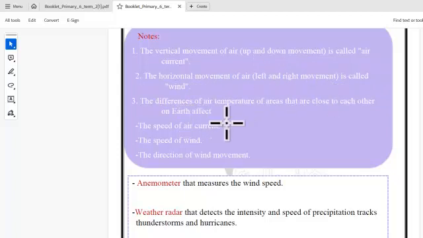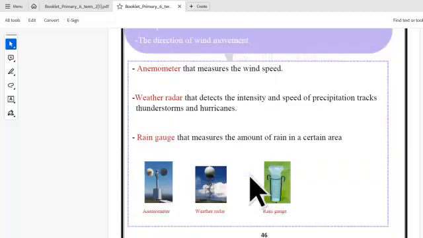The differences in air temperature of areas that are close to each other on Earth affect the speed of air current, the speed of wind, and the direction of wind movement. Anemometer: the tool that measures the wind speed.